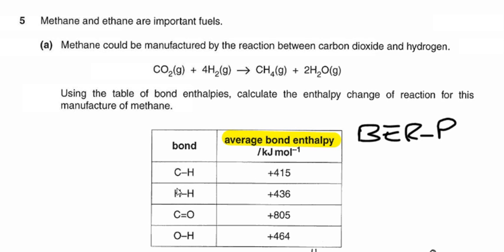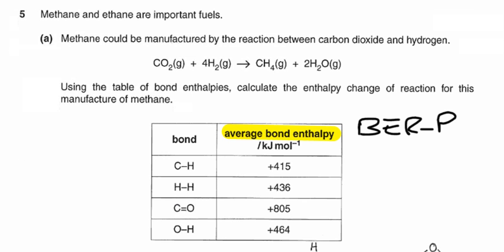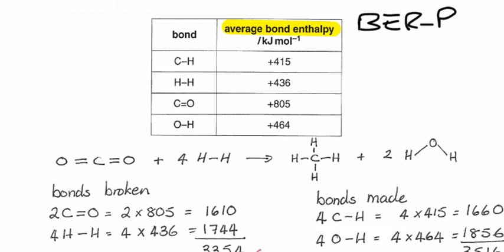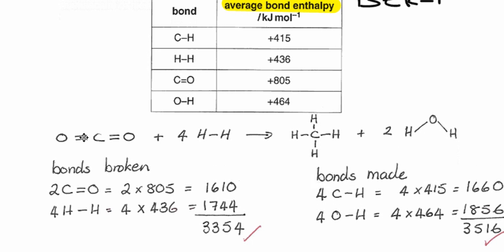You've got to make sure that you draw out the displayed formula for each of your reactants and your products. So you draw yourself out a nice little formula where you've got carbon dioxide, 4 hydrogens, a methane, and 2 waters. Then you count up the bonds on the reactant side and on the product side. So bonds broken on the reactant side, you've got 2 C double bond O, so 2 times the value in the table, and you've got 4 HH bonds, so 4 times the value in the table.